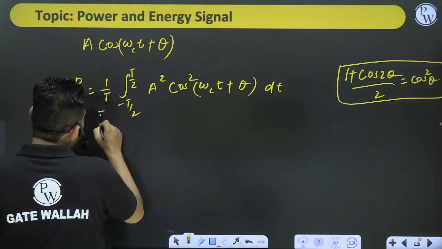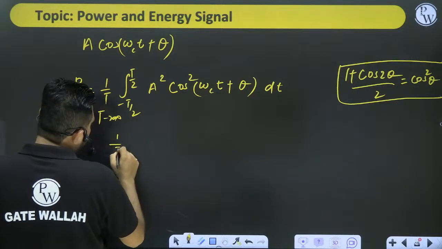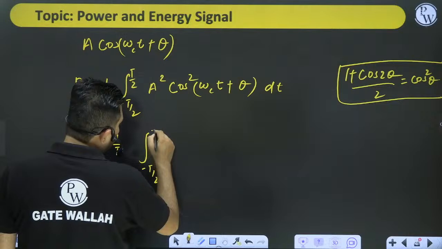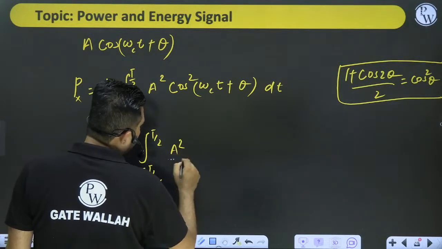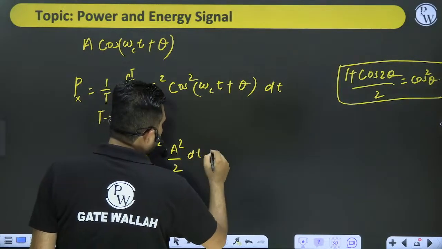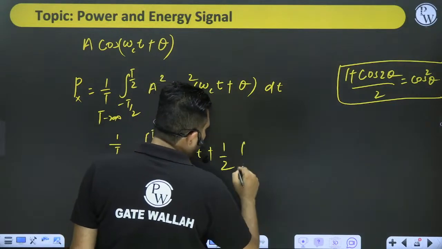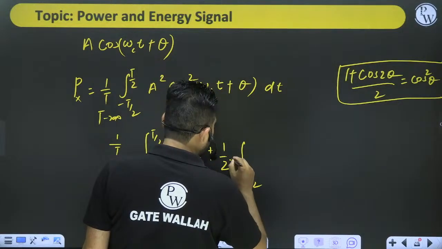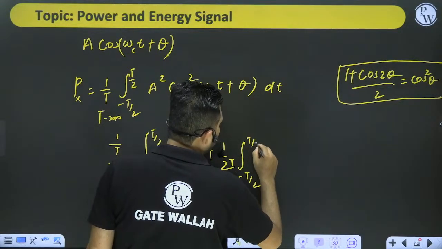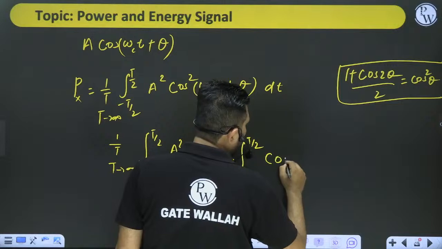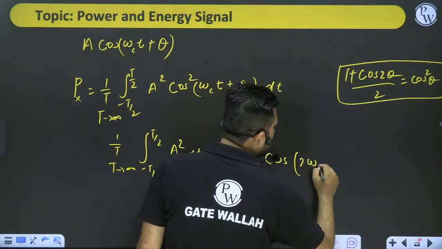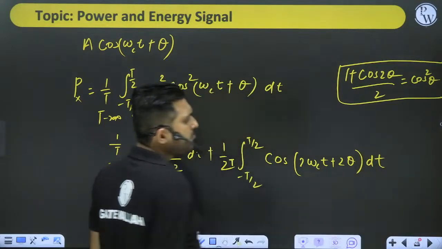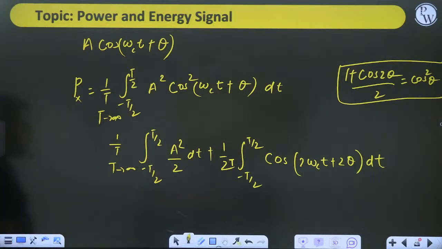Here with T tending towards infinity, 1 by T with T tending towards infinity, integral from minus T by 2 to T by 2 of A square by 2 dt, plus 1 by 2, integral from minus T by 2 to T by 2, of cos of 2 omega c t plus 2 theta. I think this is correct.